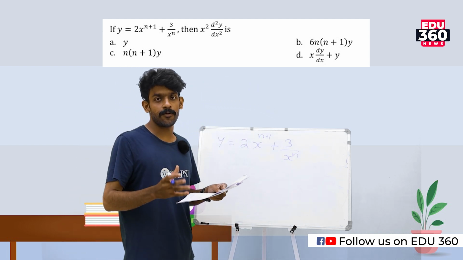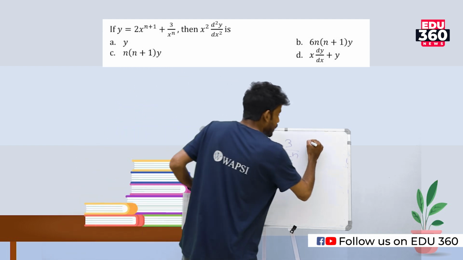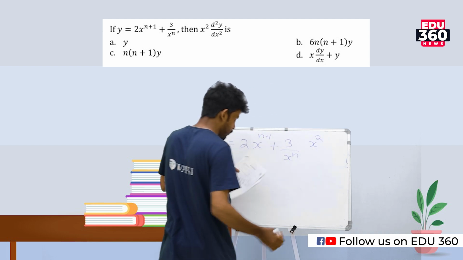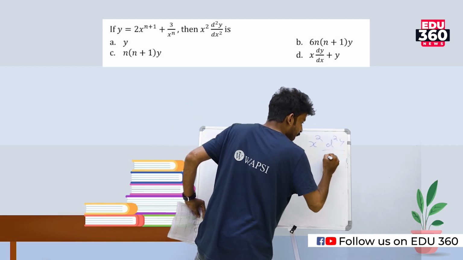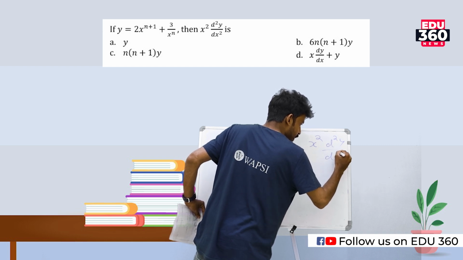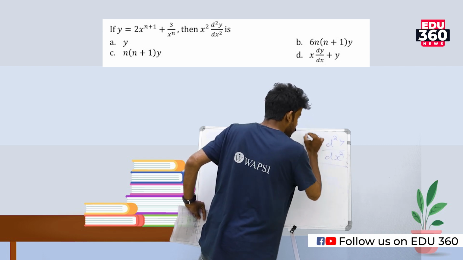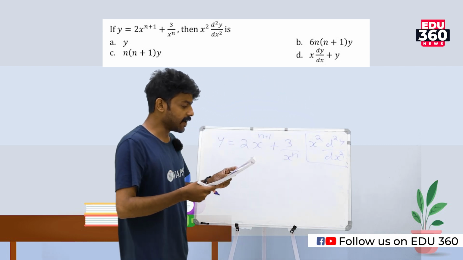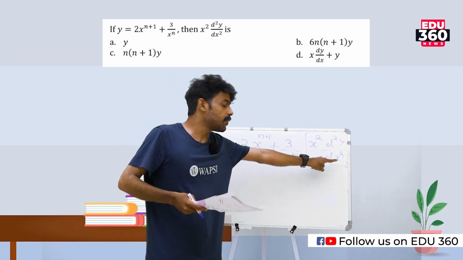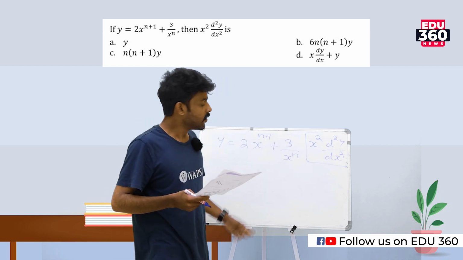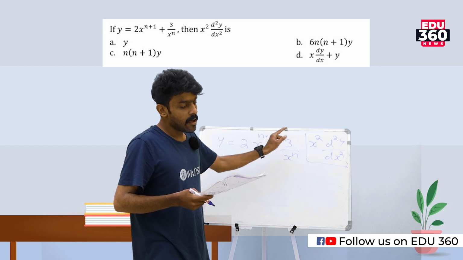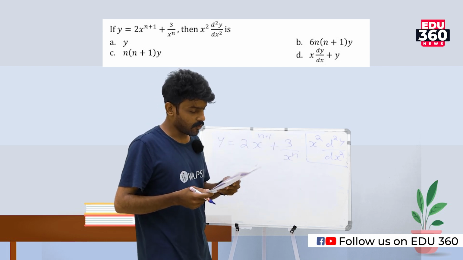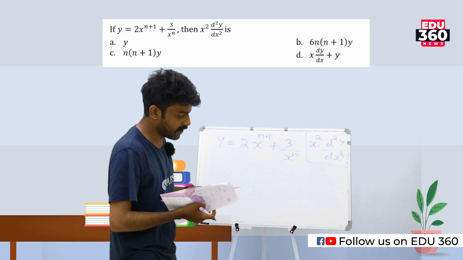In this question we need to find x square into d square y by dx square. We need to find the value of this. So this is the question: if y is equal to 2x raised to n plus 1 plus 3 by x raised to n.